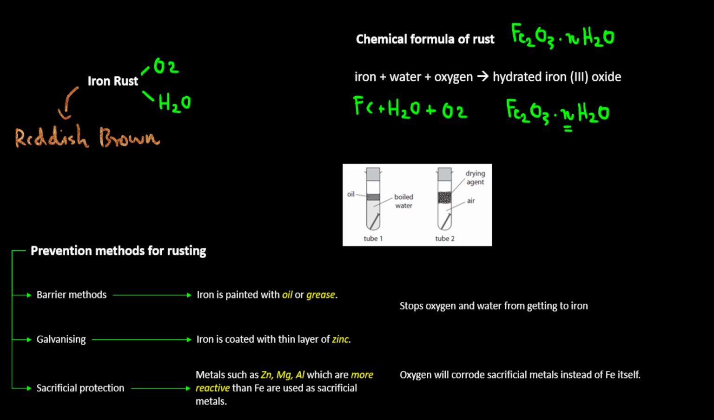So there are some prevention methods for rusting, okay? So you need to remember all three, okay? So the first one is the barrier method, the second one is galvanizing, and the third one is sacrificial protection. So for the barrier method, barrier means that you are covering with something, right? So the iron is painted with oil or grease. For galvanizing, iron is coated with a very thin layer of zinc.